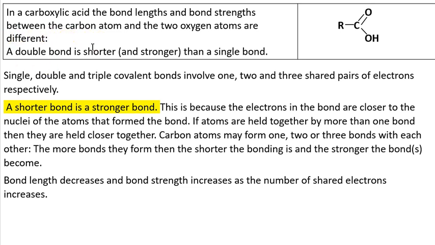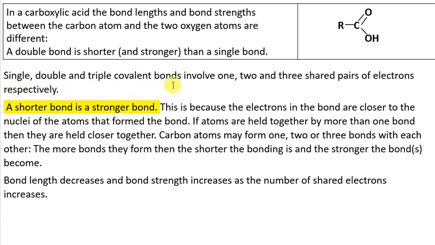Well, if a covalent bond is electrostatic attraction between a pair of electrons and 2 nuclei, when I've got 2 shared pairs of electrons in a double bond, there's more attraction. The nuclei are pulled closer together. The bond is shorter. And surely, breaking 2 bonds is going to require more energy than breaking 1. A double bond is shorter and stronger than a single bond.